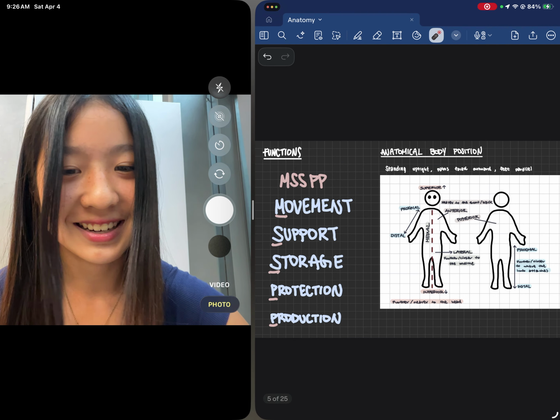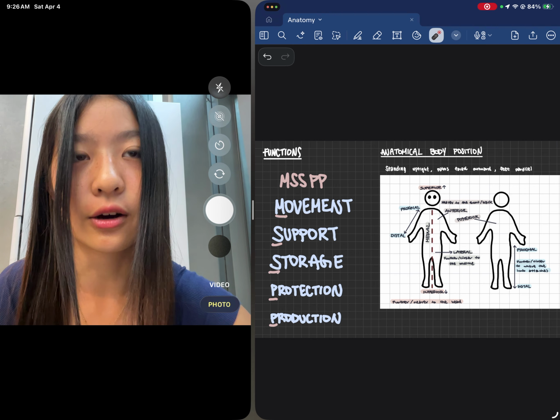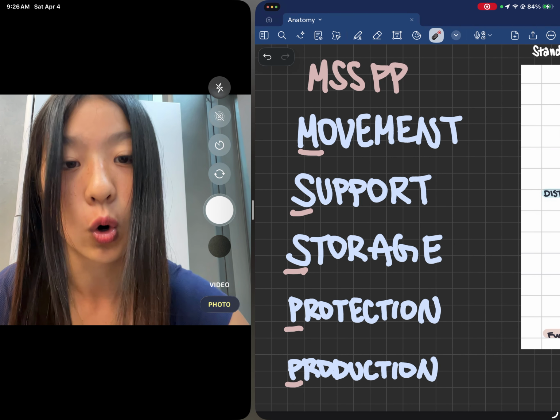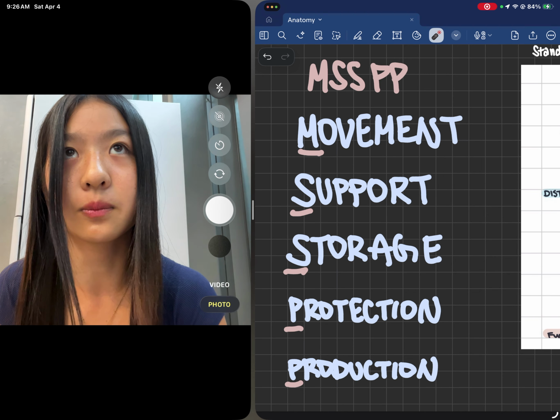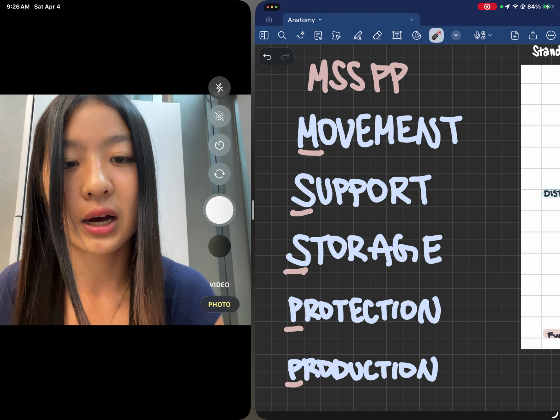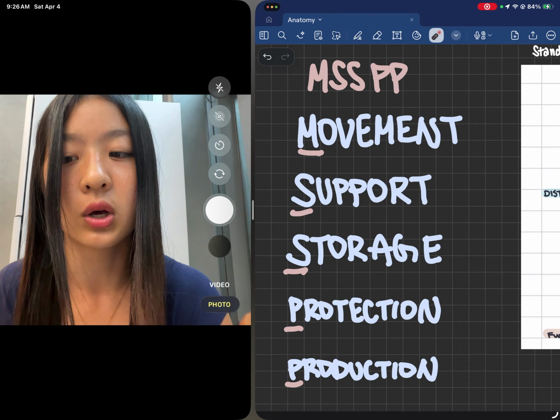Okay, and then to go into depth about the main functions of the skeletal system as a whole, we're going to start with movement, because without the skeletal system, there would be no structure to your body, and therefore you need your bones inside to support your muscles while they move.